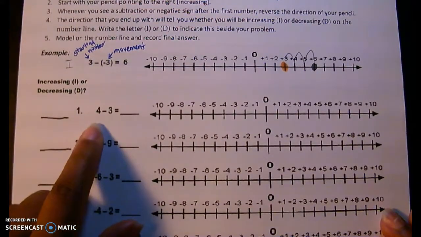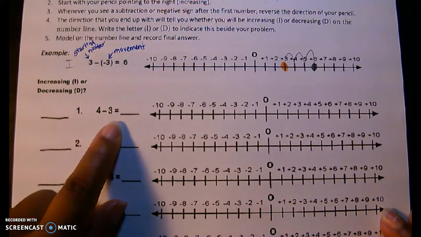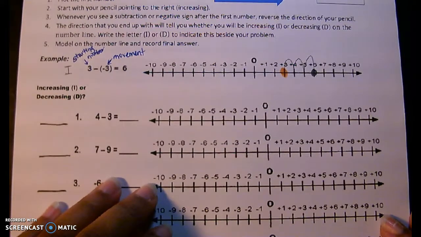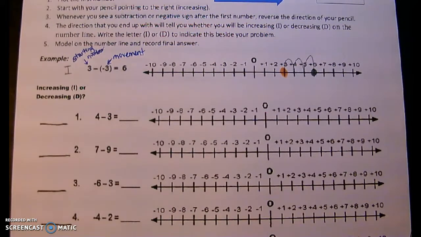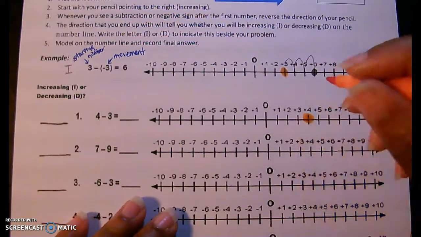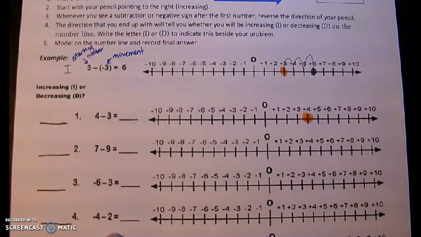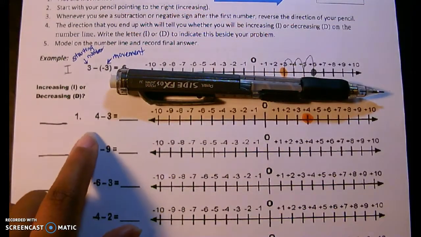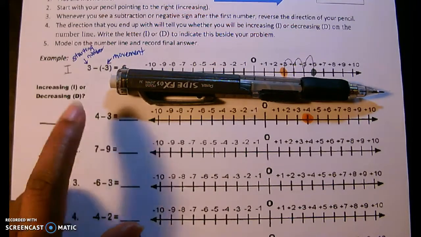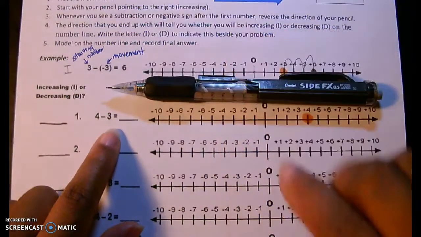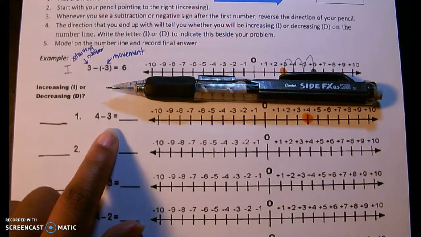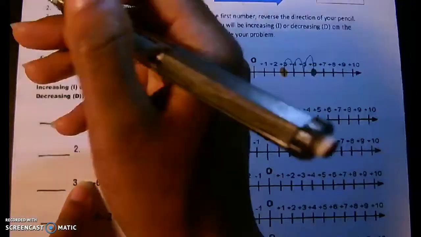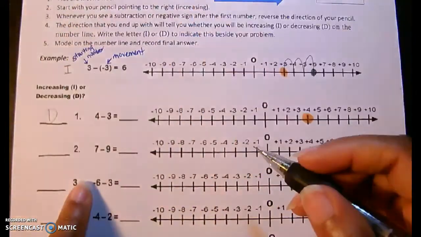The first thing I'm going to do is read my problem. I have 4 minus 3. Before I even take that problem for granted, I'm going to follow my steps. The first step tells me to plot my first number. This is positive 4. So I'm going to plot that here. Now, I'm going to place my pencil facing the right, and every time I see a negative symbol, I'm going to reverse it. So 4 minus 3. What direction am I facing in? My pencil is facing the left, so that means I'm facing the decreasing direction. I'm going to write a D right here on this line.